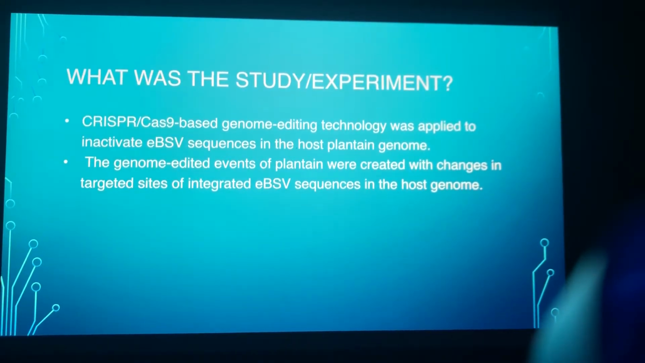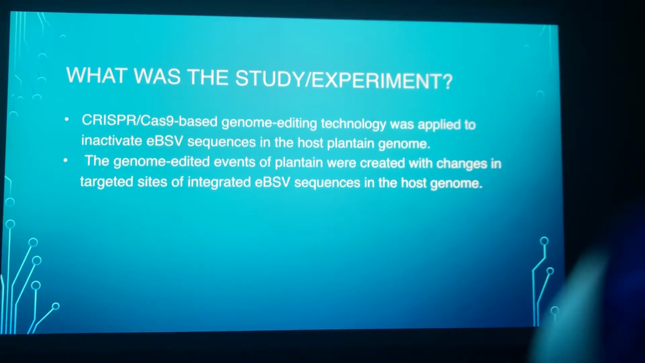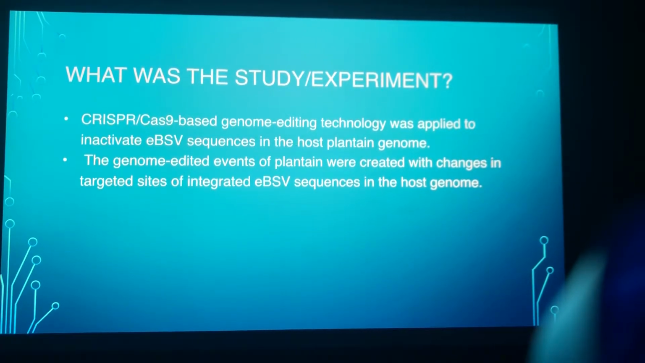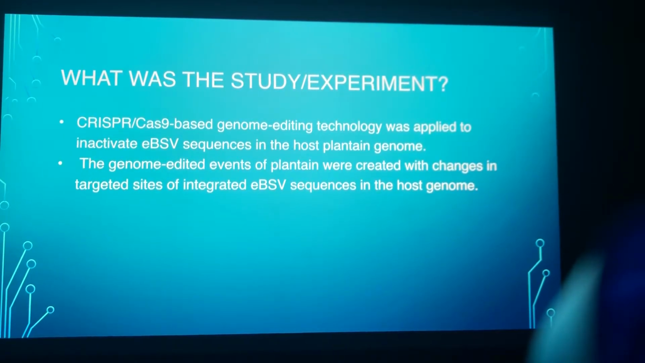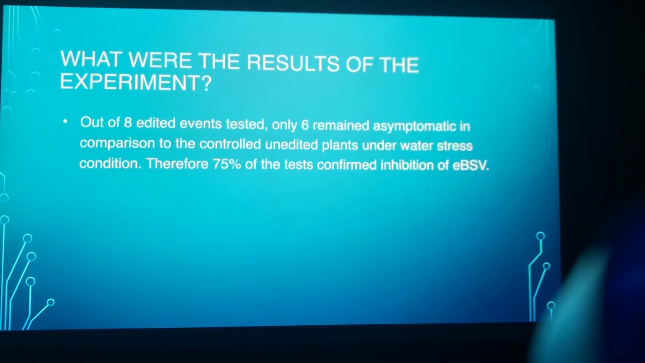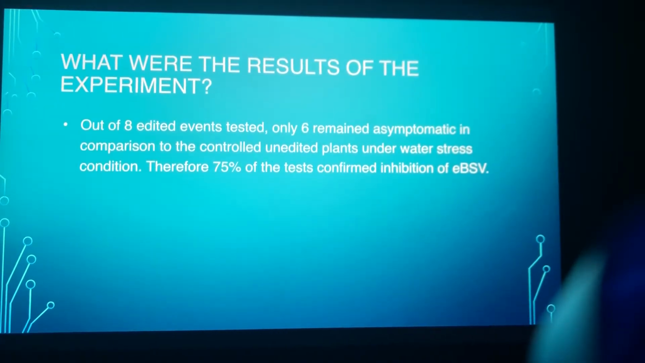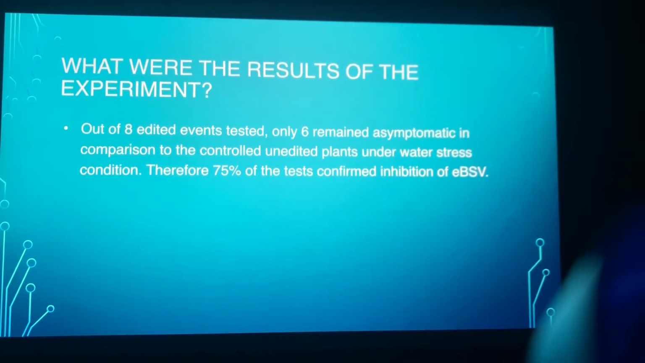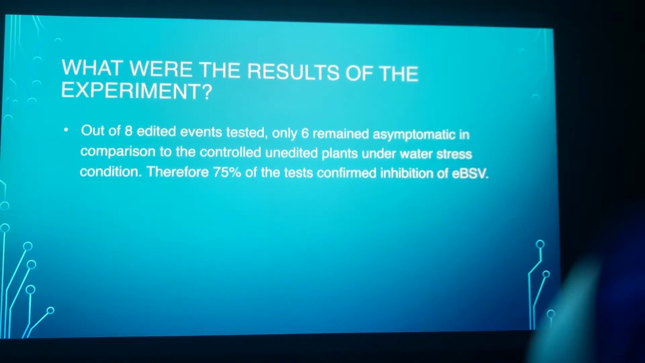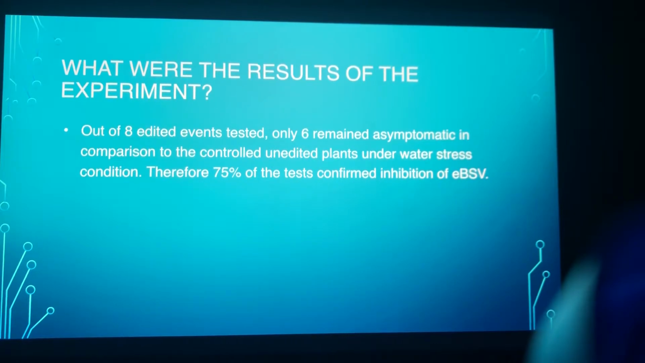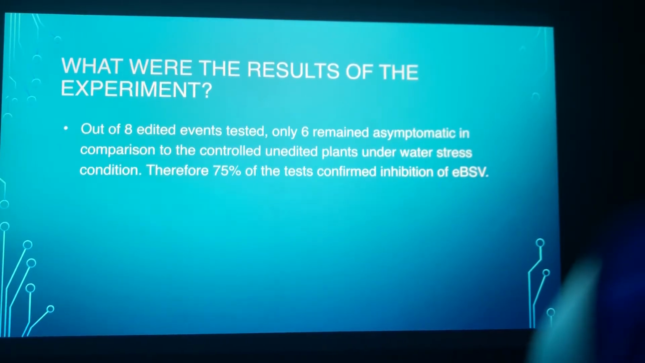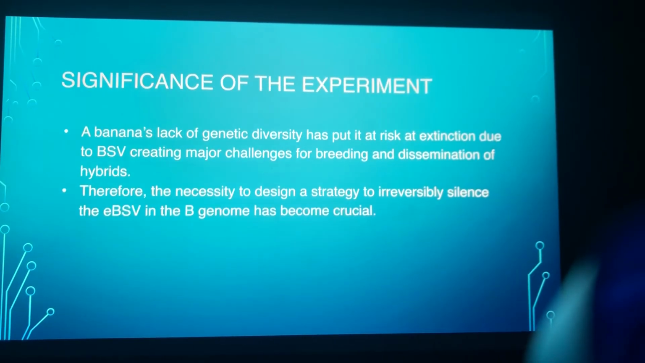What was the study? CRISPR-Cas9-based genome editing technology was applied to inactivate eBSV sequences in the host plantain genome. The genome edited events of plantain were created with changes in targeted sites of integrated eBSV sequences in the host genome. What were the results of the experiment? Out of 8 edited events tested, only 6 remained asymptomatic in comparison to the controlled, unedited plants under water stress condition. Therefore, 75% of the tests confirmed inhibition of eBSV.